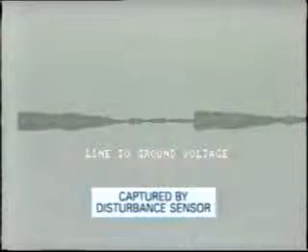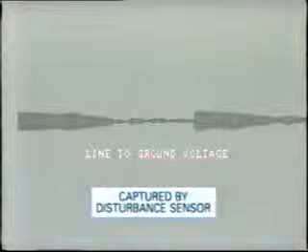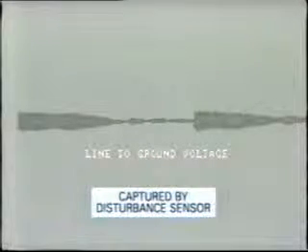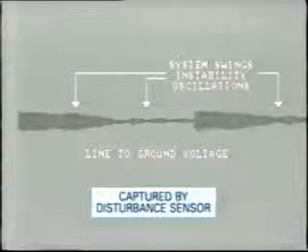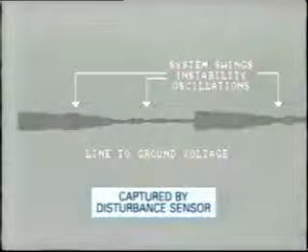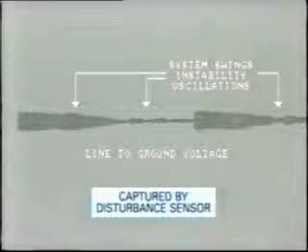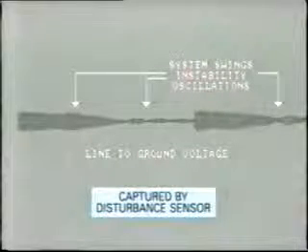Another type of sensor, the disturbance sensor, responds to slower changes in voltage, current, or even system frequency. These slower changes take place over many cycles and are commonly called system swings, instability, or oscillations.